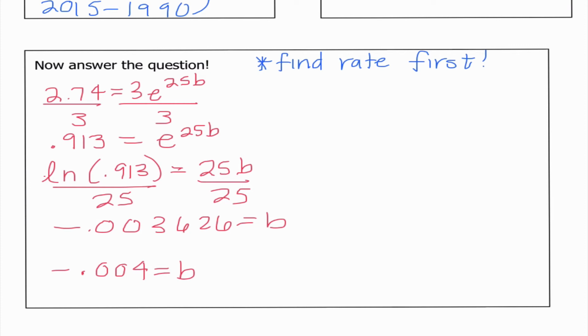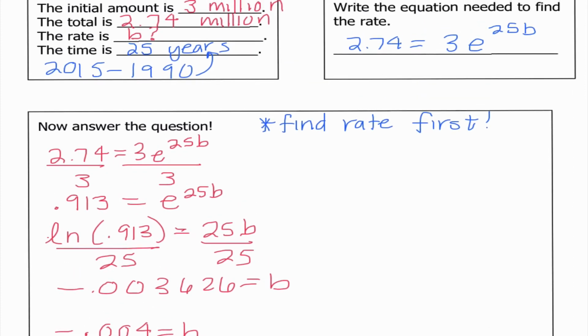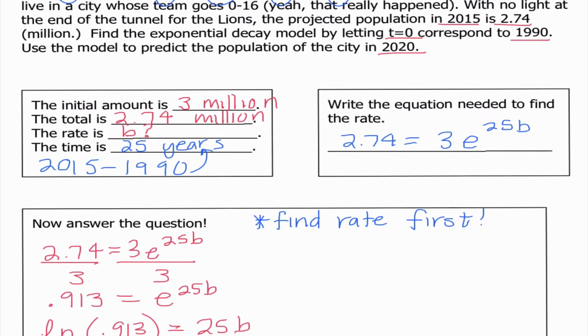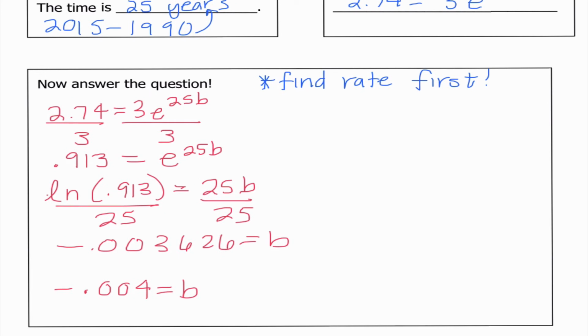Now, we need to go ahead and figure out what the population is in 2020. Okay, so 2020 is 30 years after our initial amount. So I'm going to say y equals a times e to the bt power. And we're going to leave y because that's what I'm trying to solve for.